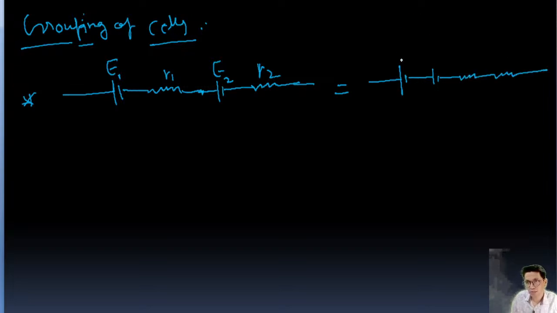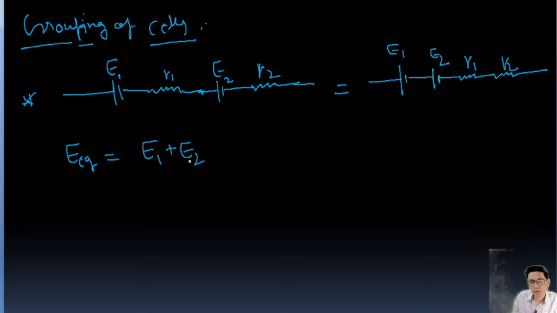This is the equivalent circuit. So this is E1, E2, and this is R1, R2, right? We can write like this. In series combination, you need to understand, E equivalent is going to be E1 plus E2, and R equivalent is going to be R1 plus R2. So this is the grouping of cells when they are in series.